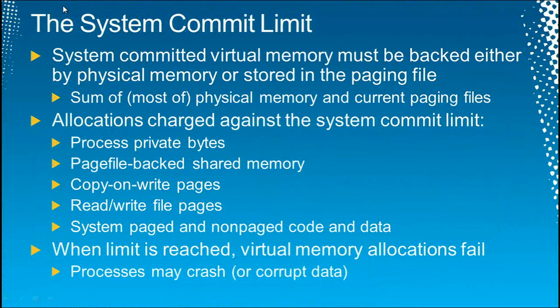Everything we've talked about up until now has been process-committed memory. But process-committed memory has a relationship with the system commit charge and the system commit limit. What is the system commit charge? Well, some types of virtual memory are counted towards something called the system commit limit. It's system-committed virtual memory. That type of memory has to be backed by either RAM or the paging file.